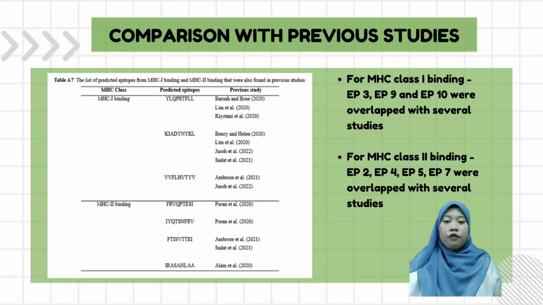Next, based on table 4.7 here, a list with all the predicted epitopes that overlap with previous studies is shown respectively. For MHC class 1 binding, epitope 3, epitope 9, and epitope 10 overlapped with several studies released from year 2020 to 2022. On the other hand, for MHC class 2 binding, epitope 2, epitope 4, epitope 5, and epitope 7 overlapped with several studies released from 2020 and 2021.